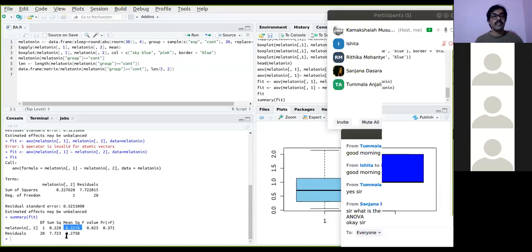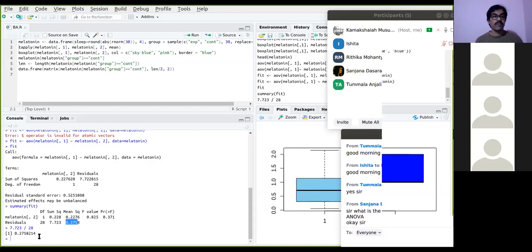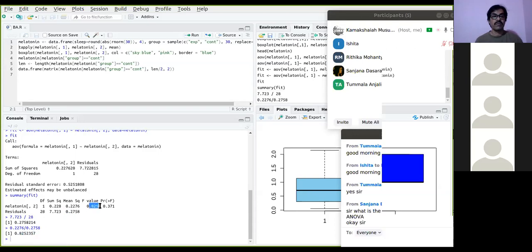Now, when you divide 0.2276 by 0.275, I'll show you. Obviously 0.228 divided by 1 is going to be 0.228. Now, let us divide this by 28 and see the value. That is 0.2758. And now 0.2276 divided by this value. See, I'm dividing these two values. That is going to be 0.8252. That is the F. When you divide the mean squared error between by the mean squared error within, that yields the F value, this F statistic. That is the protocol of ANOVA. Now, this is simply the p-value for this F value.